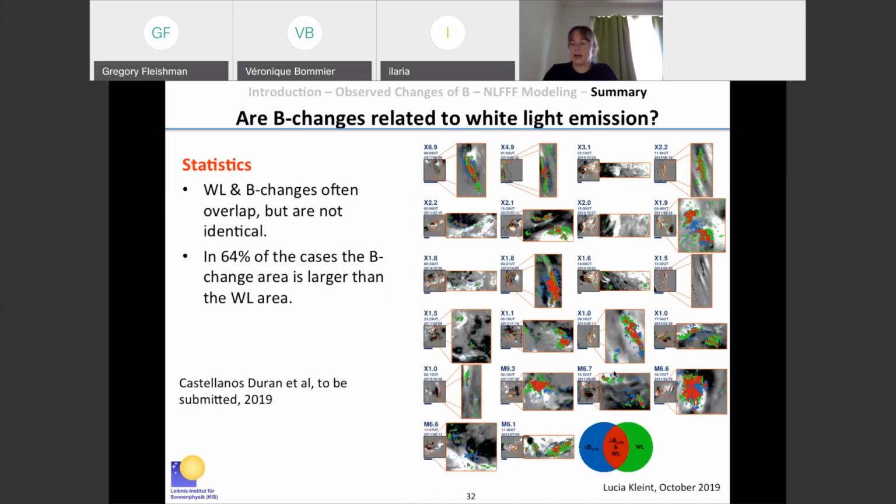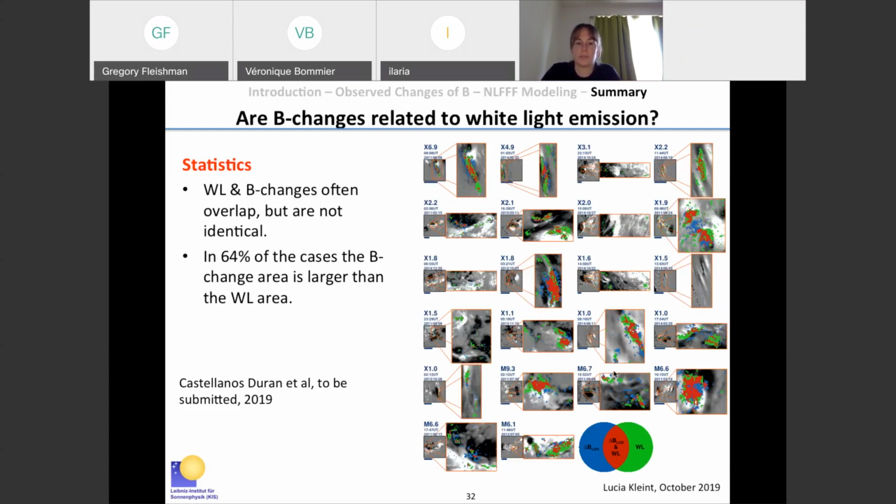What we are studying right now is whether magnetic field changes are related to white light emission. All these flares also showed white light emission, and in these plots, the thing which is shown in red is where white light and magnetic field changes overlap. Blue means just magnetic field change, and green means just white light. One can see that there is some overlap, but it's not really perfect. That was also seen in the X1 flare that I showed before. In most of the cases, 64% of the cases, the magnetic field change area is larger than the white light area. But again, that could be an observational result because we may simply not be seeing the small changes in white light or the small changes in the magnetic field.